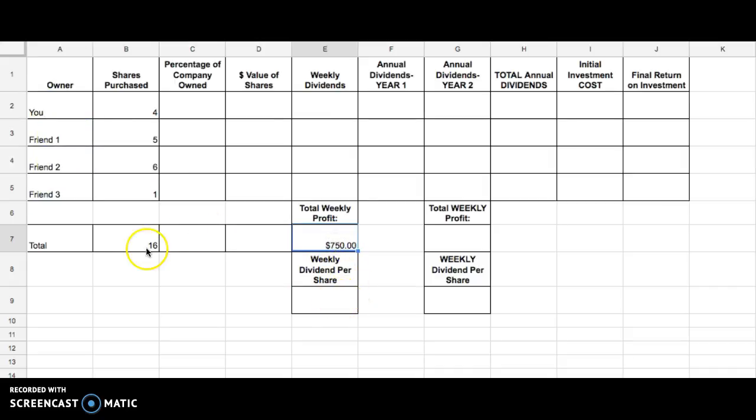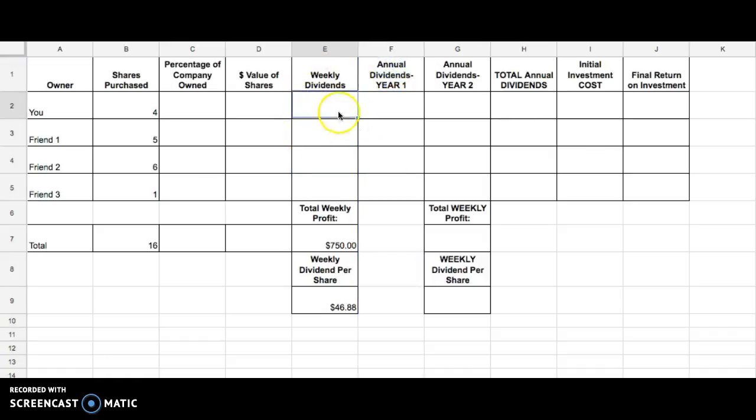This is per share. Well, how many shares are there? 16. Per share means how many dollars, how much of this does each 16th of it get? Well, a 16th of something is just going to be that guy, broken into 16 equal parts. So each share is going to get $46.88 per week. Well, the person who owns the most shares is, of course, going to get more than $46.88. They're going to get 4 $46.88s, and this one's going to get 5 $46.88s, and this person's going to get 6 $46.88s.